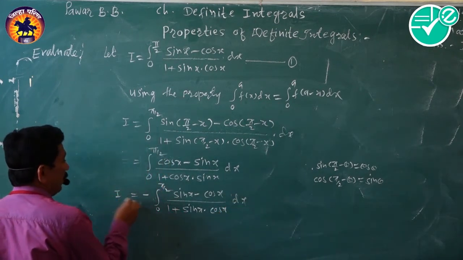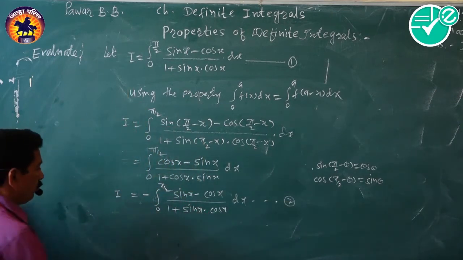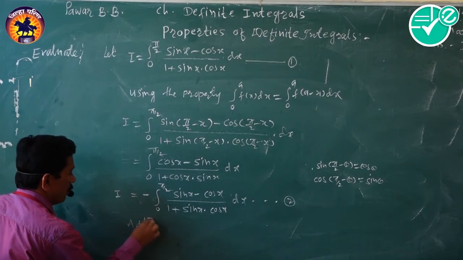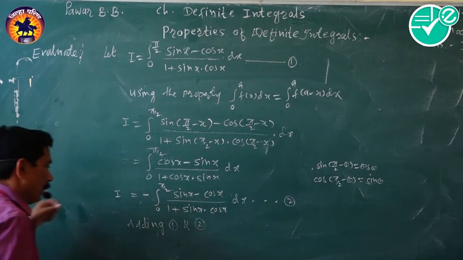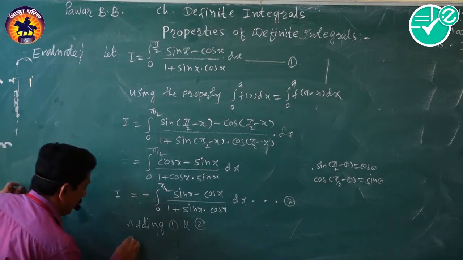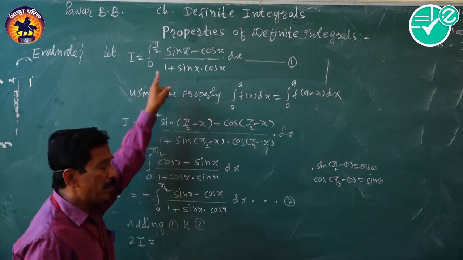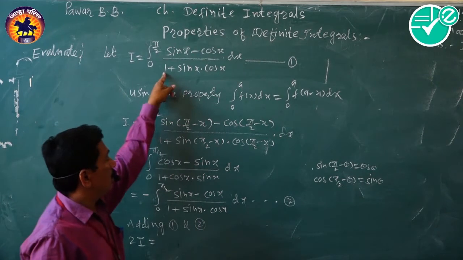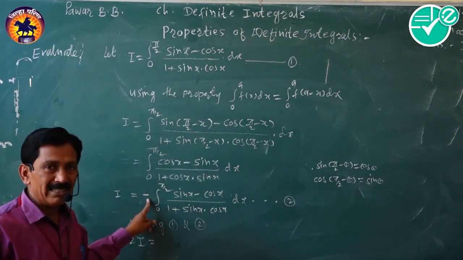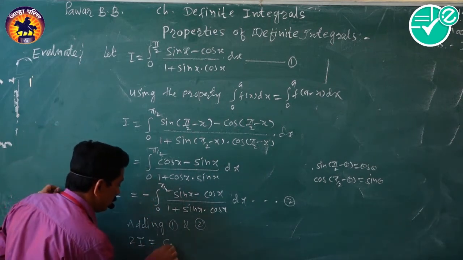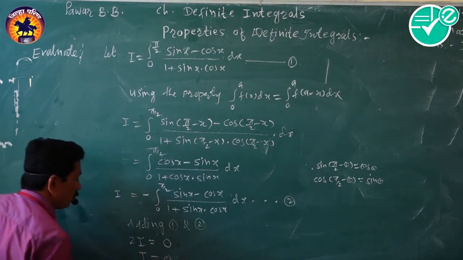Now this is I, let it be equation 2. Now adding 1 and 2, that is I plus I, twice I is equal to, now let us see here, the right hand side of equation 1 and equation 2. Both the integrals are same, but here is sign plus, here is sign minus. Therefore they get cancelled, and this is nothing but 0. And hence I is equal to 0.